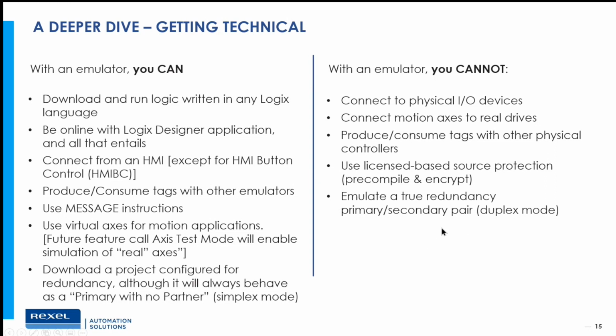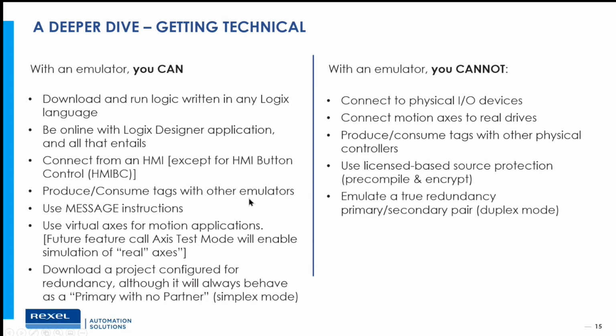Another thing that it can't do is emulate true redundancy. It does support redundancy, but if you download your project, it'll always behave as a primary with no partner. So really, you couldn't test that switchover between a redundant pair. Again, the motion support: you're going to have to use virtual axes for motion applications, but there is a future feature called axis test mode that will enable simulation of real axes. I don't really know what that's going to look like, but we're definitely going to keep our eyes peeled for that future feature, along with the support for the other controllers.